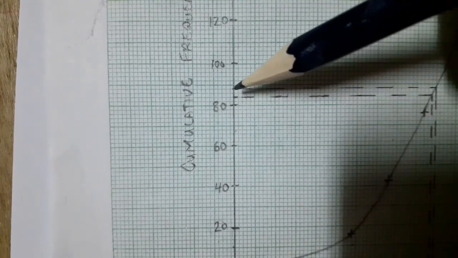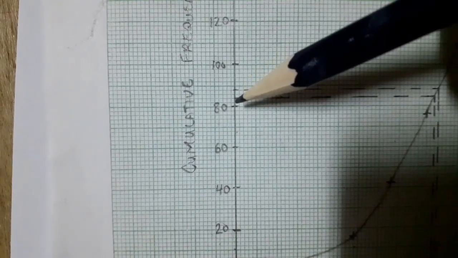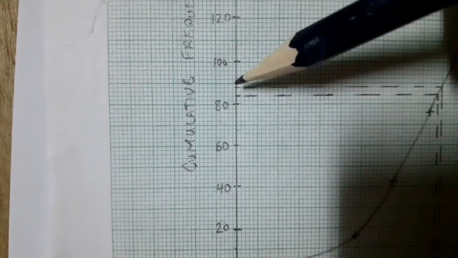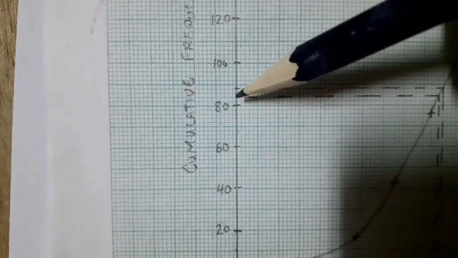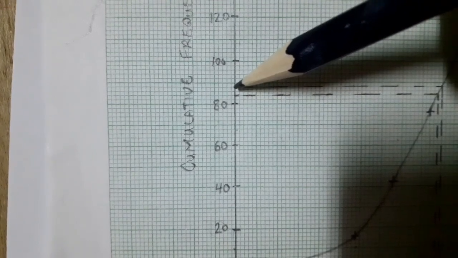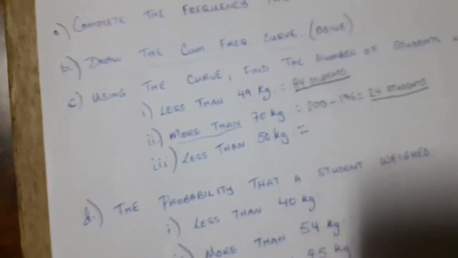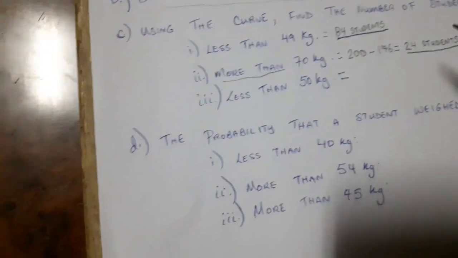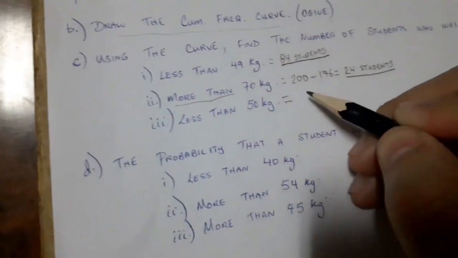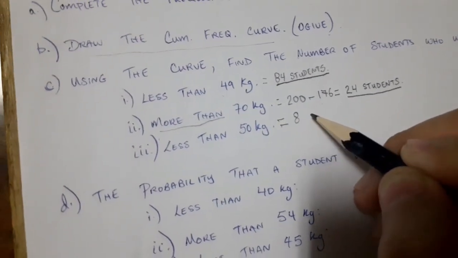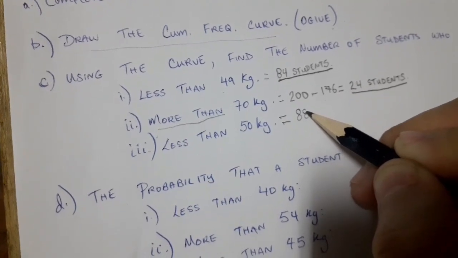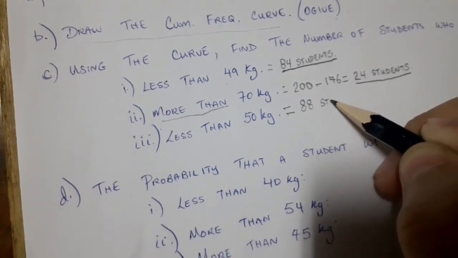This is the one. So I start, this is the 90, you can subtract 2, or you can count from here, 82, 84, 86, 88. Because the question says less than, then we don't need to subtract. Less than, we just use the same number that we have. So our answer for less than becomes 88 students.